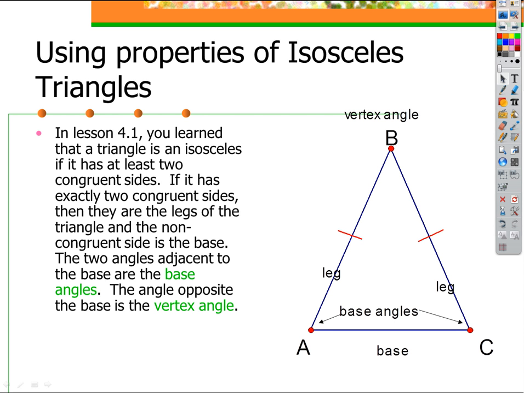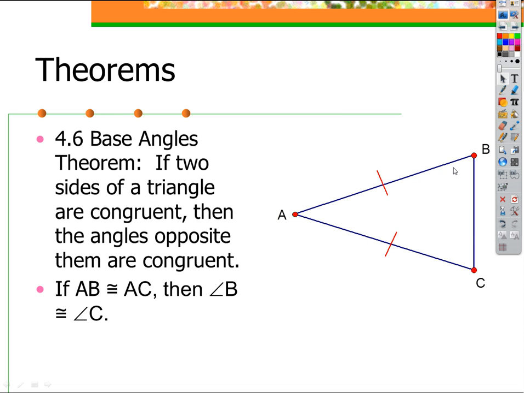Now we're going to add something else that we didn't have before. The angles that are opposite the legs are called the base angles. Easy to remember because they're the angles that sit on the base. They're attached to the base, right? And then here's the vertex angle at the top. So what do we know?